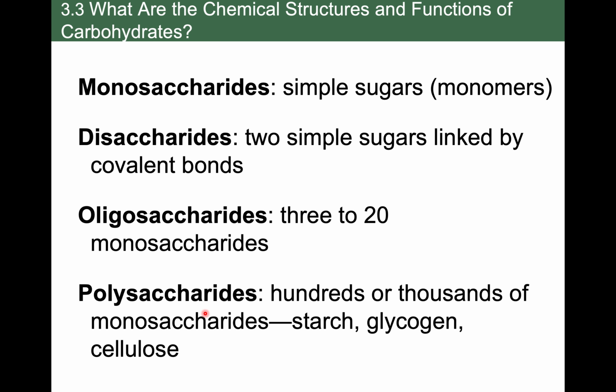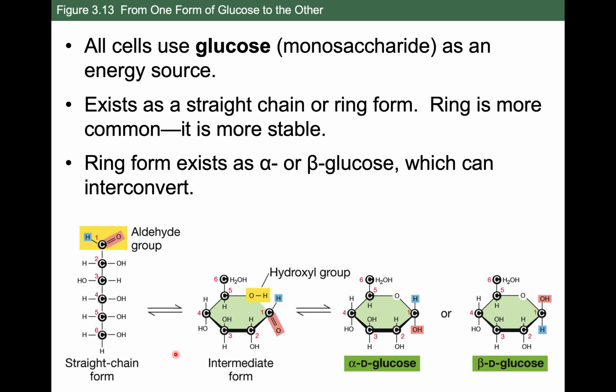I mentioned in the first section that carbohydrates are also polymers, and the monomers we use to build carbohydrates are monosaccharides, aka simple sugars. If you link two monosaccharides together, you form what's called a disaccharide, di meaning two. You link a few more together, you get what's considered an oligosaccharide. But really here we're going to be focused on polysaccharides, which are going to be just hundreds or thousands of monosaccharides linked together. We really have these three arguably most important, biologically important polysaccharides, which are starch, glycogen, and cellulose. We'll talk a little bit about those in a minute.